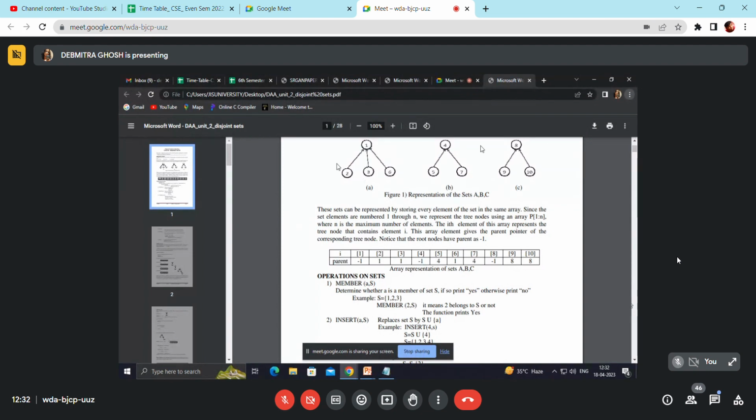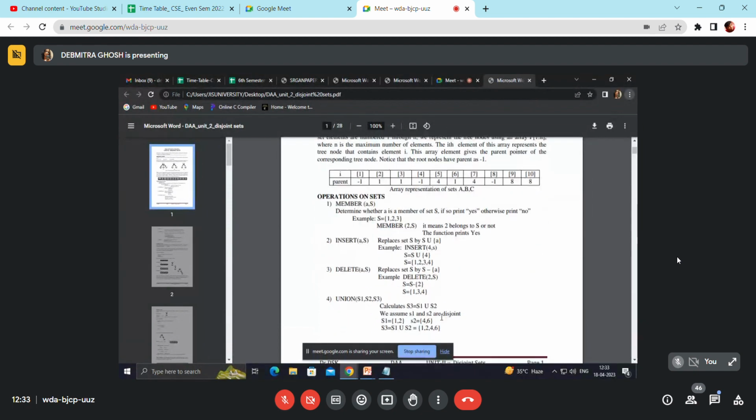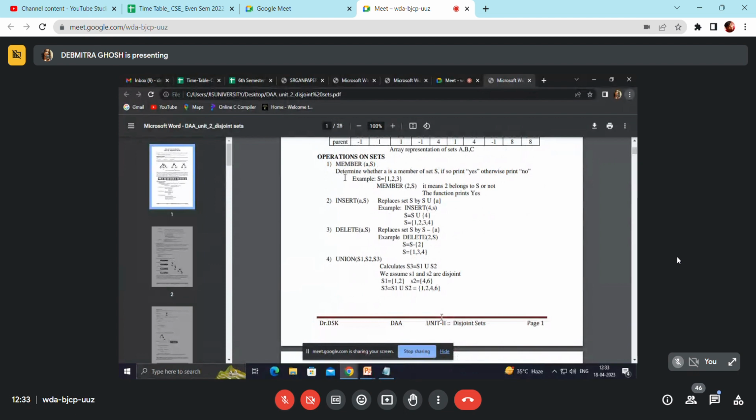This level, then this level, and finally this. So 1 and these are all in the same level. Next, after these four elements, we get this level. Here 4 is represented as -1, and then 5 and 7 are represented. Then comes the next level, that is 8. Here come 9 and 10. So the operations we are doing here are member, insert, delete and union.